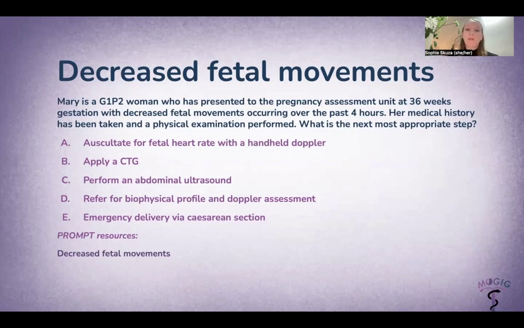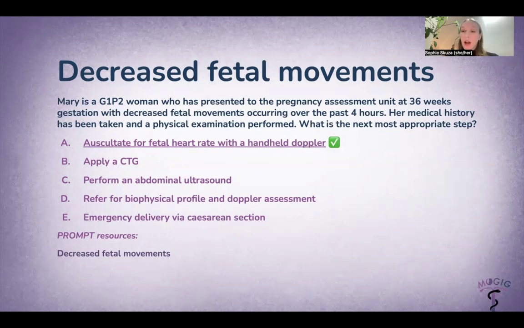A, auscultate for fetal heart rate with a handheld Doppler. B, apply a CTG. C, perform an abdominal ultrasound. D, refer for biophysical profile and Doppler assessment. Or E, emergency delivery via cesarean section. The answer to this question is A, auscultate for fetal heart rate with a handheld Doppler.